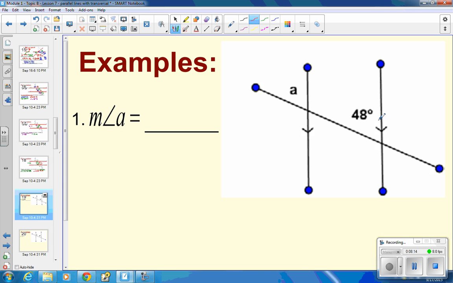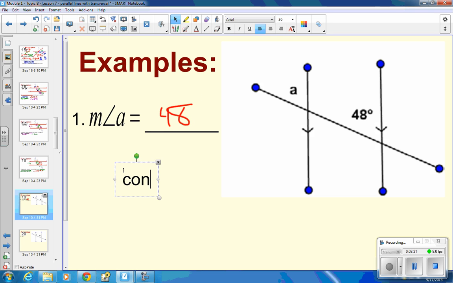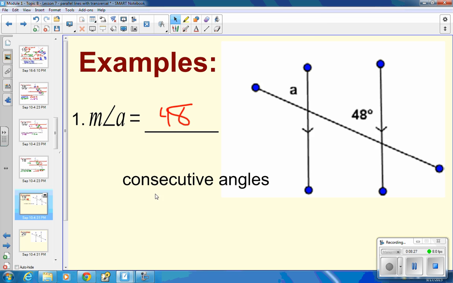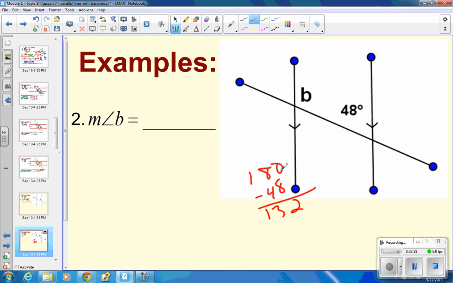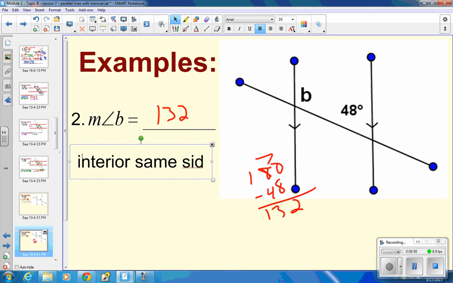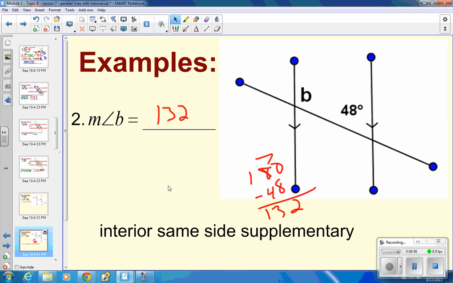So quickly through the examples. A has to be 48, and that is because those are consecutive. Okay, A and B, so this is when you take the 180, subtract 48, and you get, I think, 132. And that is because those are interior, same side, supplementary. Is there a reason on that one? Interior, same side, supplementary. B and 48 are on the same side. They are in the interior.